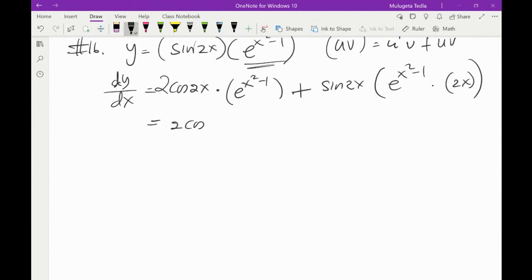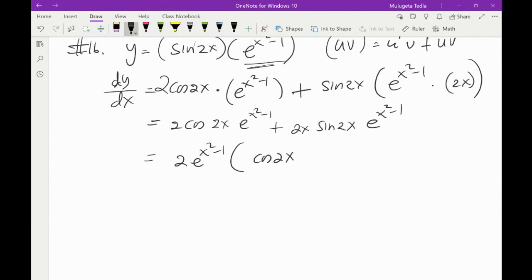All right. So 2 cos 2x e to the x squared minus 1 plus, here I can bring out 2x sine 2x e to the x squared minus 1. You can also factor, 2 is common, e to the x squared minus 1 is common: cos of 2x plus x sine 2x is also another, rather better answer.